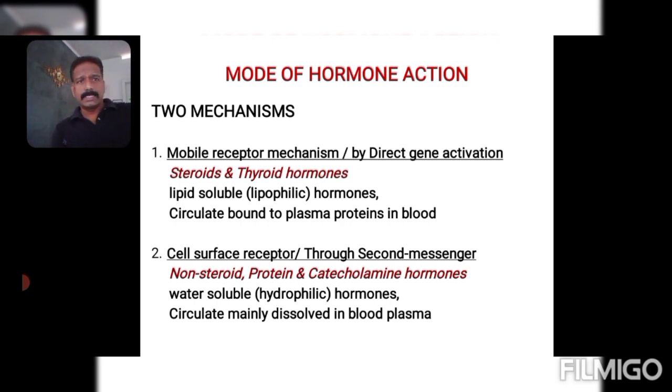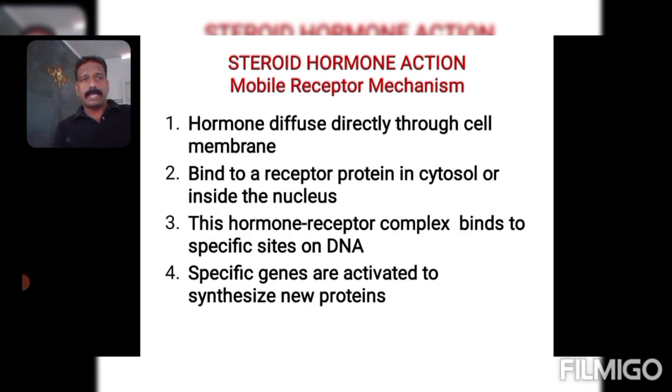Now, first of all, let us see the steroid hormone action through the mobile receptor mechanism. The steps involved are given here in brief. The hormone diffuses directly through the cell membrane, the plasma membrane. It crosses through the plasma membrane and binds to a mobile receptor protein in the cytosol or inside the nucleus. This hormone receptor complex directly binds to specific sites, specific genes on DNA. These specific genes are activated to synthesize new proteins. So this is the first mechanism.